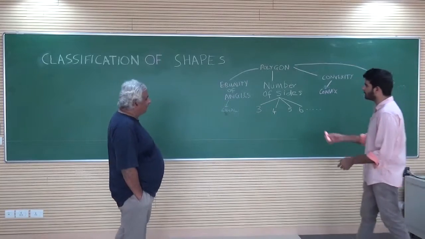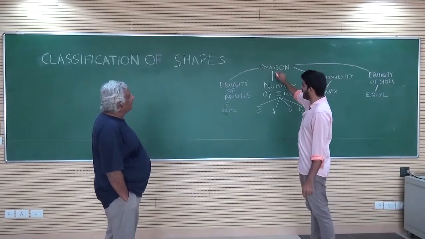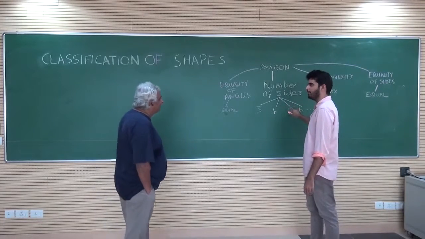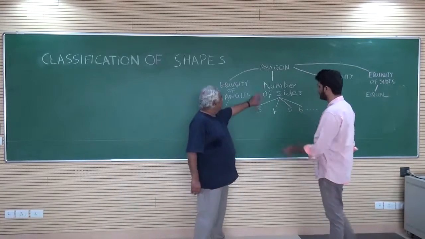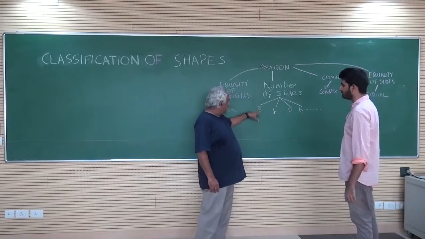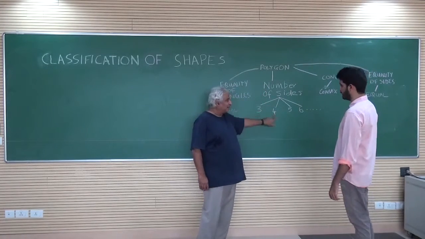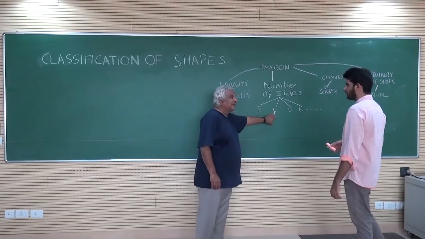If you remember, polygon has triangle, quadrilateral, pentagon, and so on. So when you say triangle, you mean the number of sides the shape has is this value, 3. Quadrilateral, 4, and so on. So that's what it means to say quadrilateral.